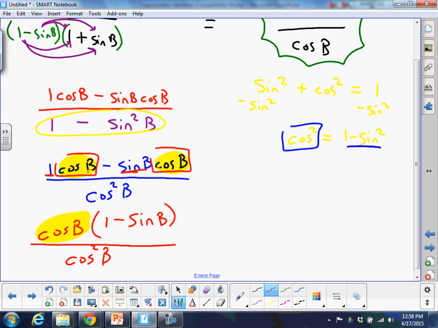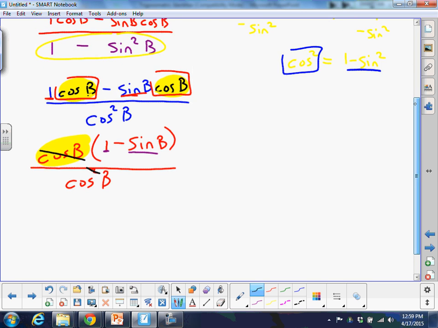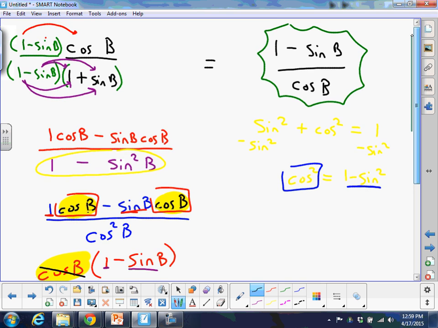Okay, and then ask yourself if you were to distribute that back, that's why this is a 1 and that's why that's a sine b. Okay, and now we are able to cancel, reduce, actually divide out. There's a cosine in the numerator, it's a factor. There's a cosine squared in the denominator. So that will actually cancel out the squared part and we will be left with exactly what the other side of the equation was. Okay.